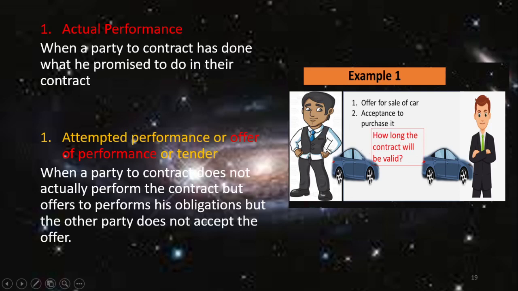And offer of performance or tender means Ashok is ready to sell his car, but Manohar didn't give his acceptance. In that situation, it is considered a tender. One party is ready to complete the contract and the other party doesn't accept the offer. In such a situation, it is considered a tender. In both cases, actual performance or attempted performance, we can close the contract or discharge a contract.